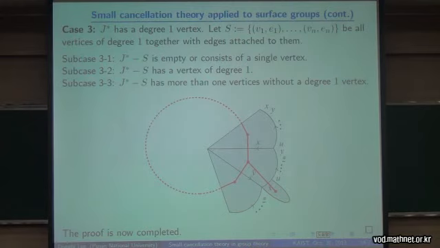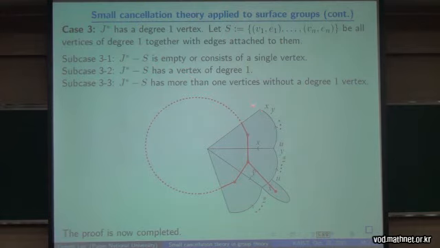And in case 3, we need the mole technique. If J star has a degree 1 vertex, then we need to remove all degree 1 vertices together with the edges attached to them. Call it J star minus S. Then the first possibility is that J star minus S is empty, or it consists of a single vertex. It's easy to prove this case. And next case, J star minus S has a vertex of degree 1. This case is easy as well.